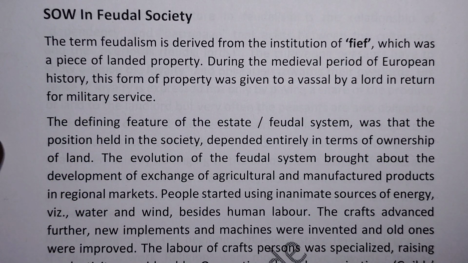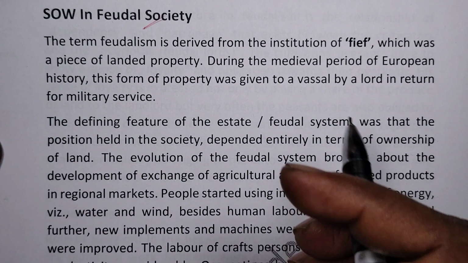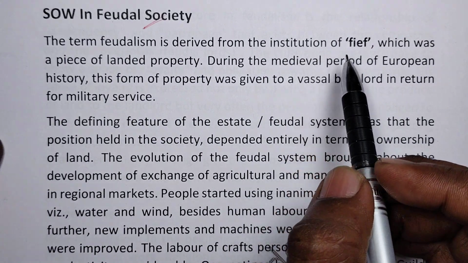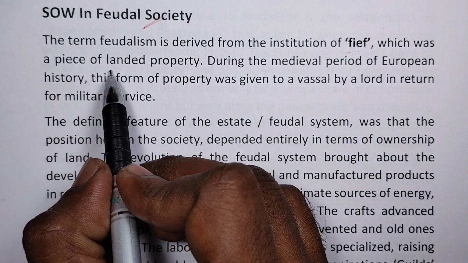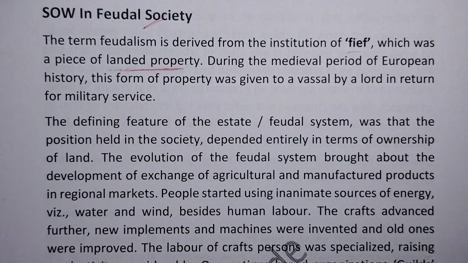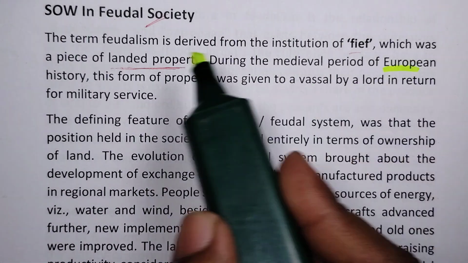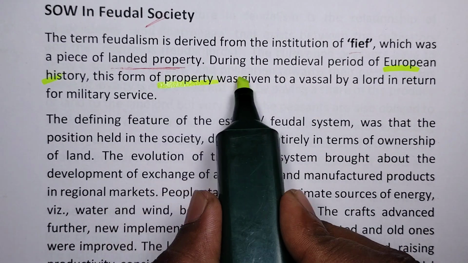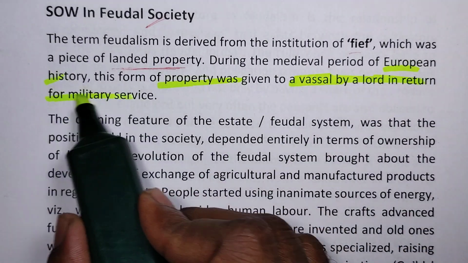Now, social organization of work in feudal society. The term feudalism is derived from the institution of fief, which was a piece of landed property. During the medieval period of European history, this form of property was given to a vassal by a lord in return for military service.